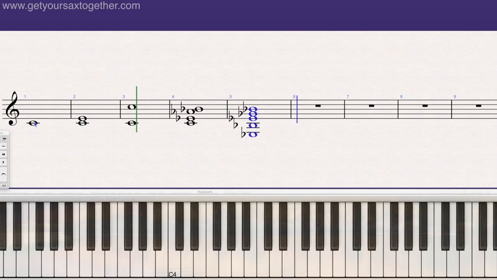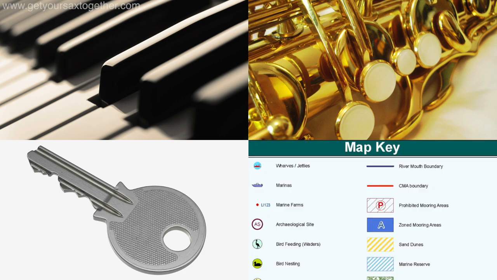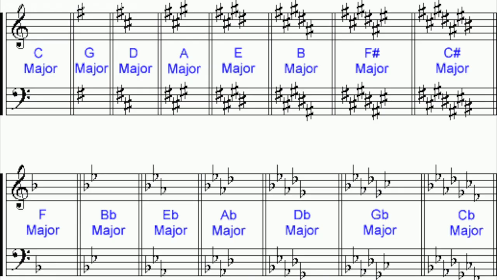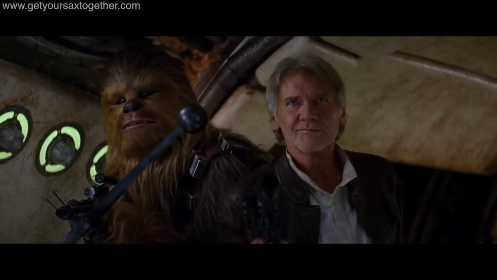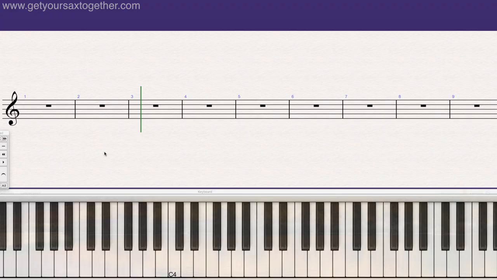Now, finally for this session, what the hell is a key? Yes, a piano has keys. A saxophone has keys. You use a key to get into your house. A map has a key to tell you what different symbols mean, blah, blah, blah. But we're talking about music theory here. And in this context, the key of a piece of music tells you the home note, the root note of the piece, the note that the melody finishes on, and you relax and go, finally, we're home. So, as there are 12 different pitches, there are 12 different keys.